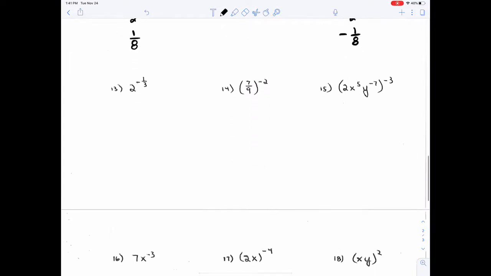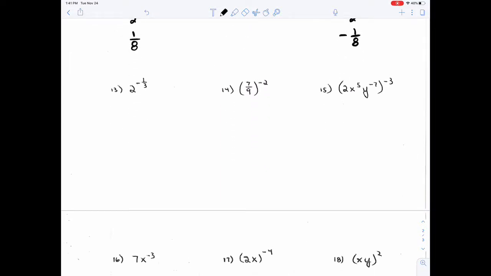Okay, I don't care how bizarre it looks. What does a negative exponent do? It just moves it to the bottom. And you don't know how to deal with that right now, so you don't have to. You just take the whole thing and you just move it to the bottom.